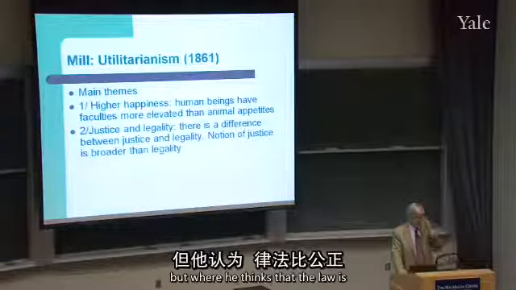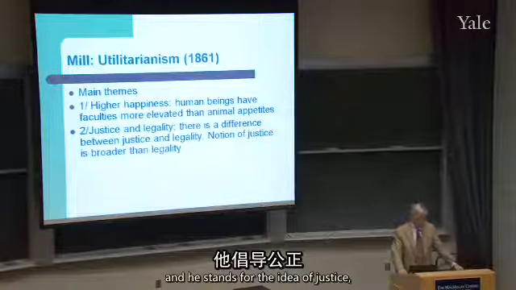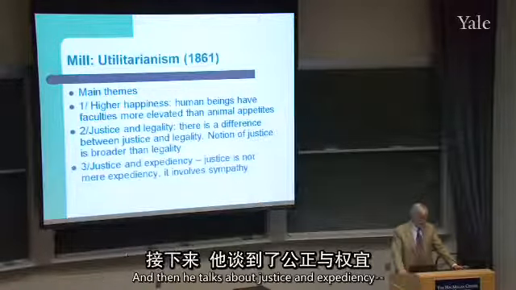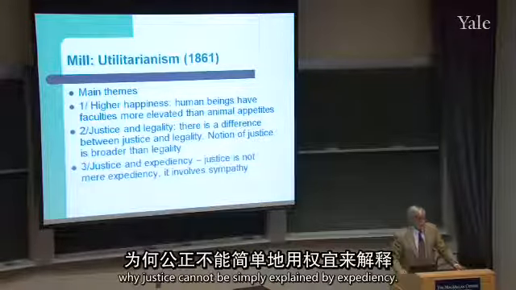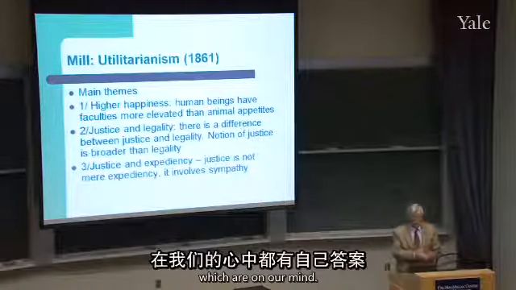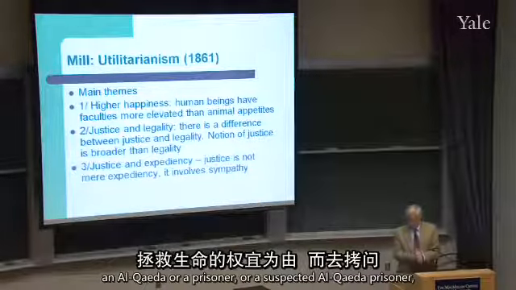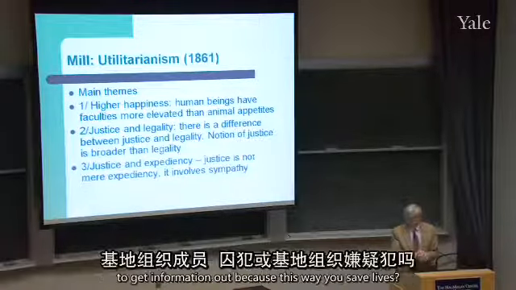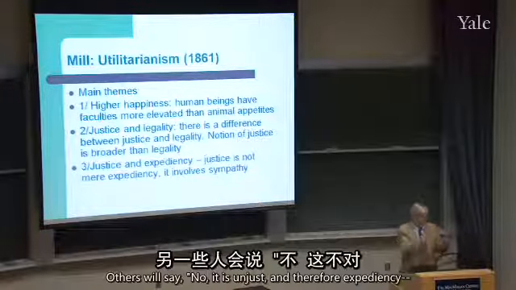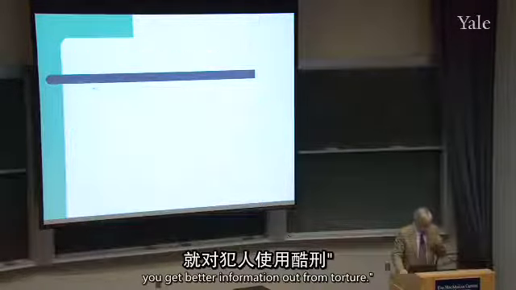It's a very complex issue, but he thinks that the law is a more restrictive notion than justice, and he stands for the idea of justice and shows some contradiction between law and justice as such. And then he talks about justice and expediency, why justice cannot be simply explained by expediency. Again, it speaks very much to the issues on our mind. Expediency would make it just to torture an Al Qaeda prisoner or suspected Al Qaeda prisoner to get information out, because this way you save lives. Some people will say, yes, this makes it just. Others will say, no, it is unjust, and therefore you should not use expediency, that you get better information out from torture.